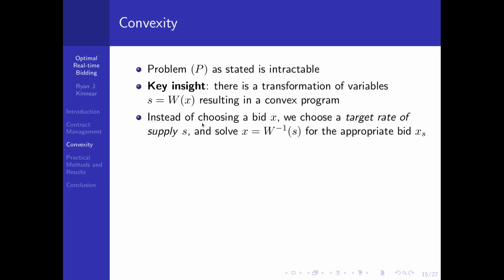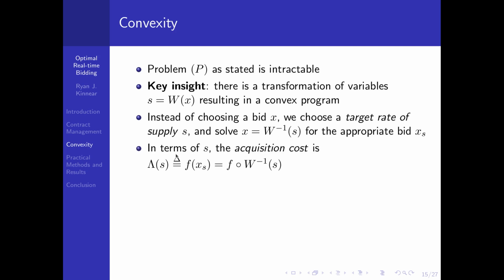So rather than choosing the bid x, we instead choose what is the target rate of supply, which I'll denote by S, which we want to win. So in order to win S supply, we bid W inverse of S. That's the bid that you need to submit on every item in order to win S supply. So this W function is time and type dependent. I've just omitted those from the notation to make it look simpler. Of course, because W is a strictly monotone function, it's a cumulative distribution function, you can choose x or S. They're both completely equivalent because you just have this invertible transformation between them.